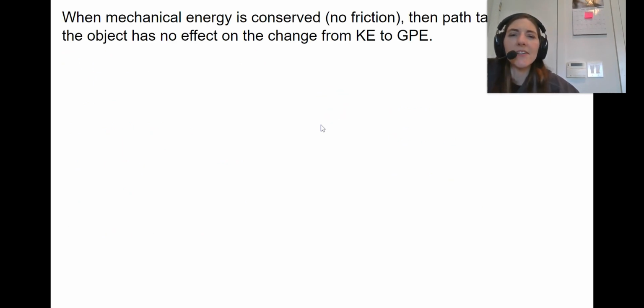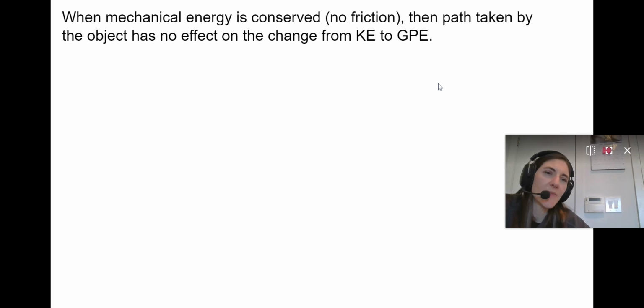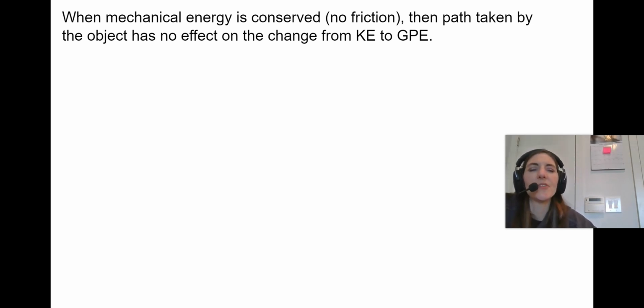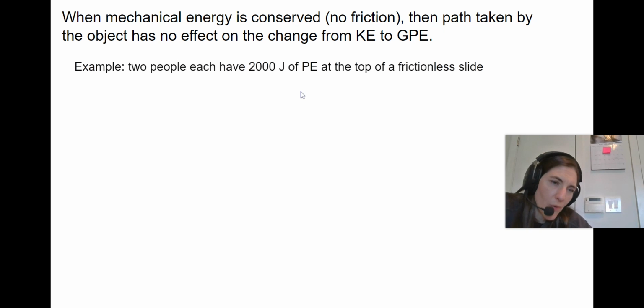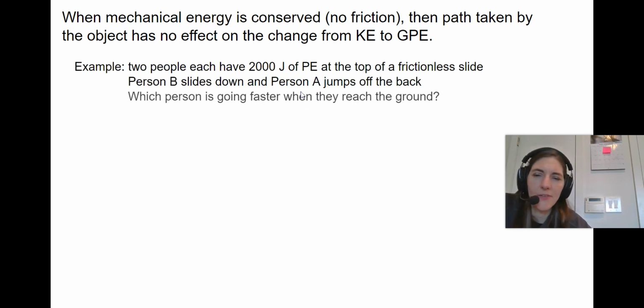But one final thing to say. When mechanical energy is conserved and there's no friction, then the path taken for individuals has no effect on the change from KE to GPE. So they don't lose any energy on the way. So what does this mean? Well, let me just walk through this.